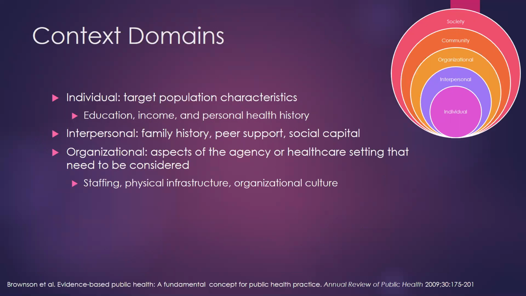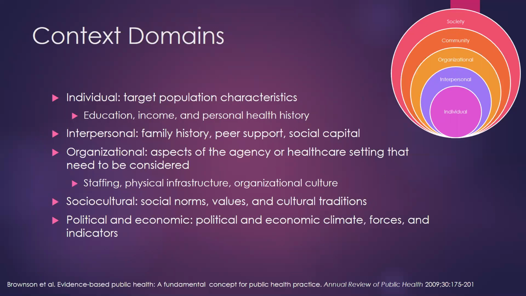At the organizational level, we would think about aspects of the agency or healthcare setting, like staffing, the physical infrastructure, and organizational culture when making decisions. At the sociocultural level, that's things like social norms, values, and cultural traditions that might impact how people utilize and seek healthcare resources and their trust in the medical care system. And finally, at the political and economic levels, we want to think about that broader climate, what's going on politically and economically, what forces are shaping our behaviors and the availability of resources, and what indicators there are that might encourage us to make one decision or another.